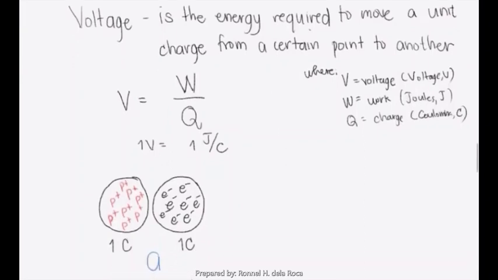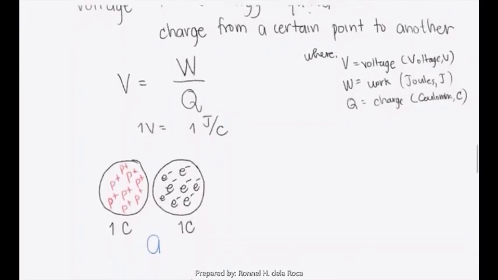So para ma-illustrate ang concept ng voltage, let's say meron tayong 1 column of protons, which is positively charged, at 1 column of electrons, which is negatively charged. So they are initially at point A. And since that they have opposite charge, they tend na magdikit sa isa't isa. At since pareho sila ng number of charge, they are neutral.